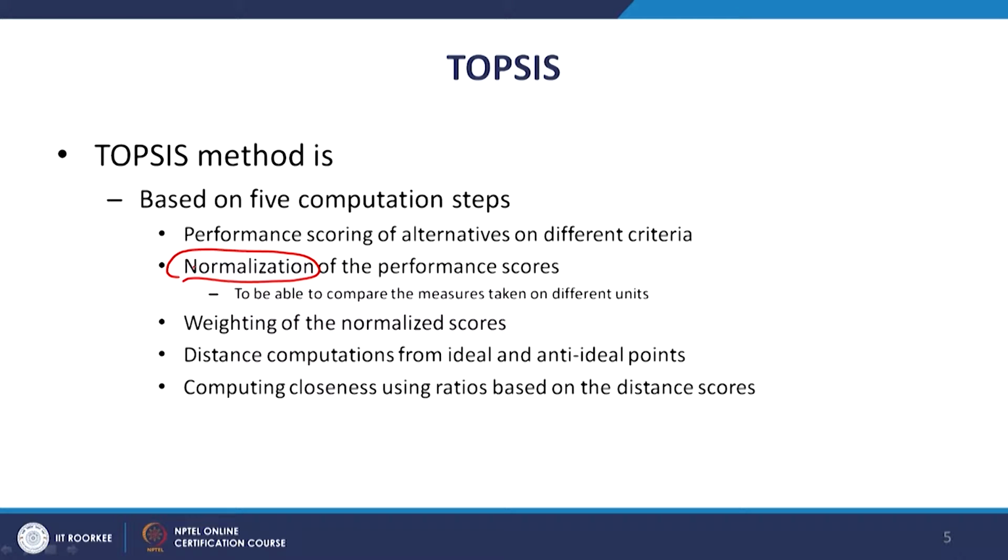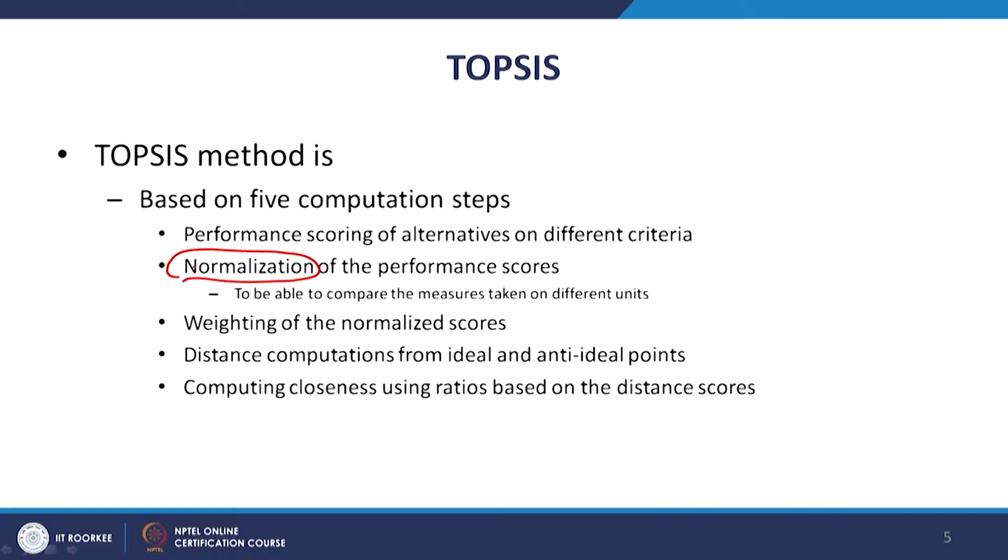Then in the fourth step, the distance computations from the ideal and anti-ideal points are performed for each of the alternatives. So, if we have 3 alternatives, alternative 1, alternative 2 and alternative 3, we will take them one by one. For alternative 1 we compute its distance from the ideal and anti-ideal solution. Then we take alternative 2 and perform the same process. These distance computations are performed for each alternative.